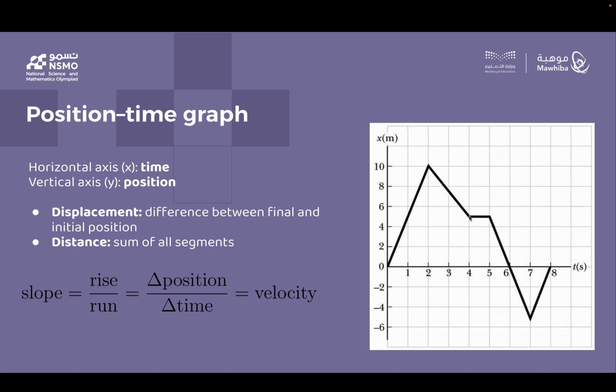Finally, we can get the velocity as the slope of the given segment. The slope can be calculated as the rise of the function divided by the run. So the change in position divided by the change in time. So for example, for this first segment, the rise is 10 meters and the run is 2 seconds. So the velocity is 10 meters over 2 seconds, which is 5 meters per second.